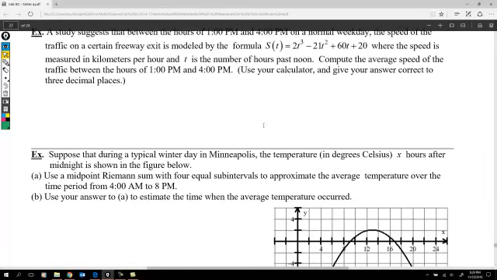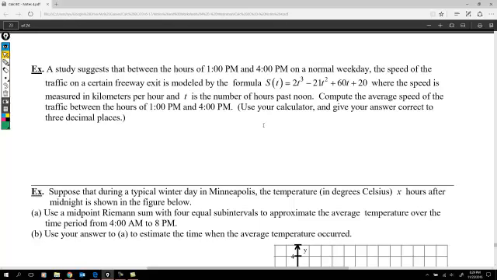All right, so a lot of words. So word problem here. Between 1 and 4 on a weekday, the speed of traffic is as such. This is my speed, and now I want to know the average speed between 1 and 4. Easy enough. So 1 over 4 minus 1, those are my bounds, integral from 1 to 4 of my speed.